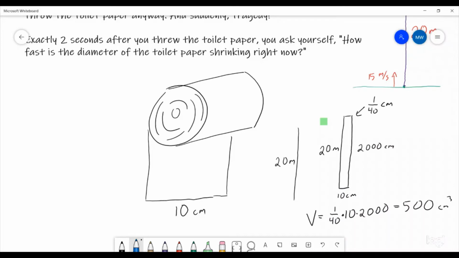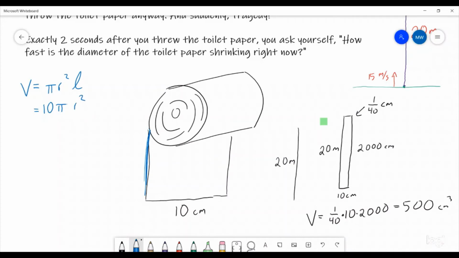So we're trying to figure out the rate that the diameter of the toilet paper is shrinking, which means we need some sort of connection between the diameter of the toilet paper and the height that it's up, because the height directly connects to how much of this toilet paper has been pulled off. And so let's tie those different things together. Let's take this a little bit slower. So the volume is equal to pi r squared times the length, which is going to be the 10.